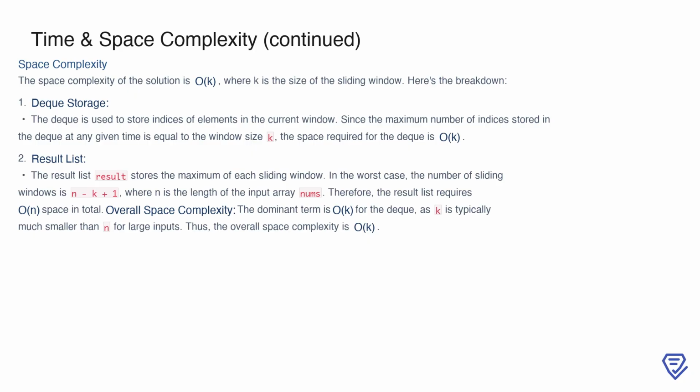At most, the deque will contain k indices at any given time, so the space required for the deque is O(k). Additionally, we have the result list, which stores the maximum value for each sliding window. In the worst case, there will be approximately n-(k-1) sliding windows, meaning the result list will require O(n) space. However, since the deque space usage of O(k) is typically the dominant term when k is much smaller than n, the overall space complexity of the algorithm is O(k). This space efficiency is another advantage of using the deque-based approach.